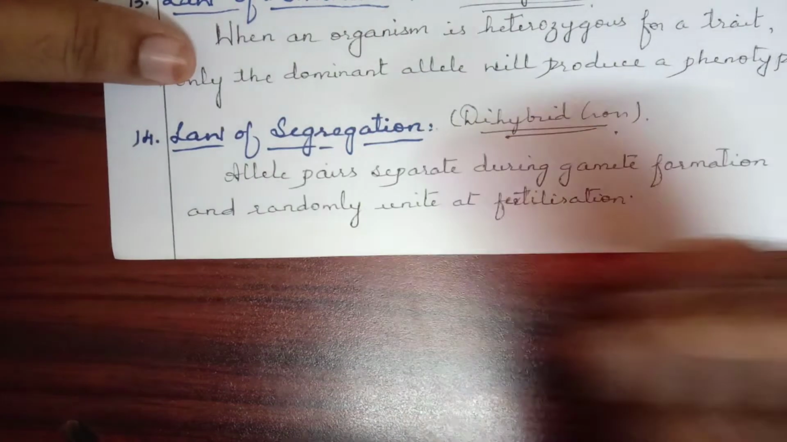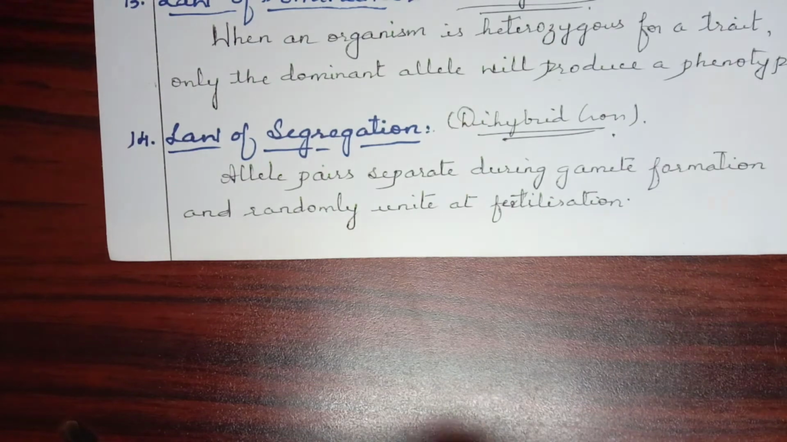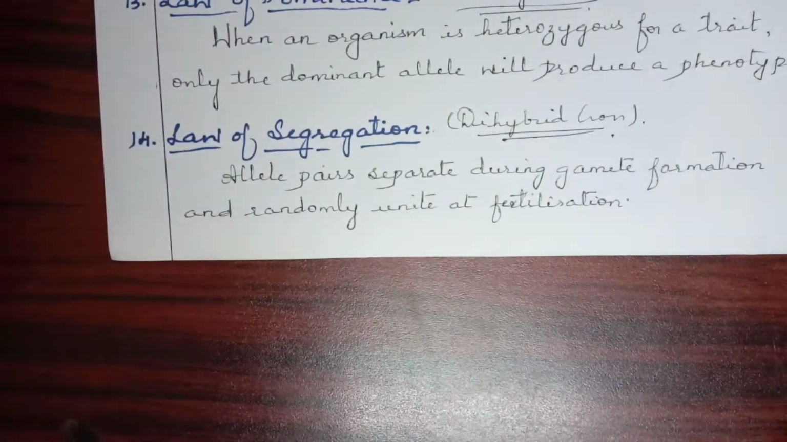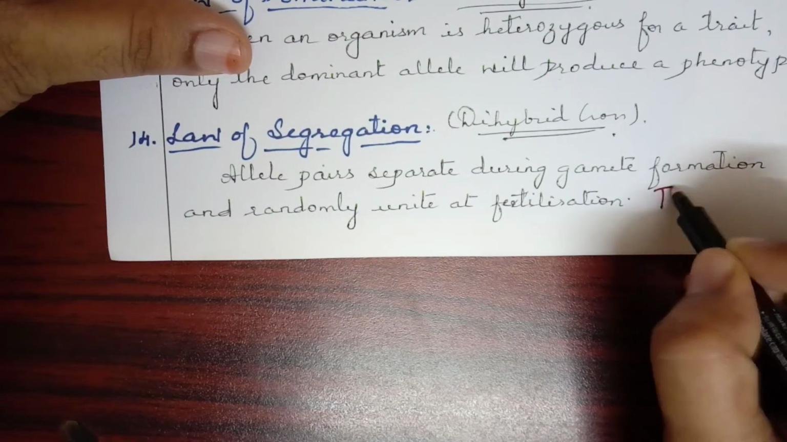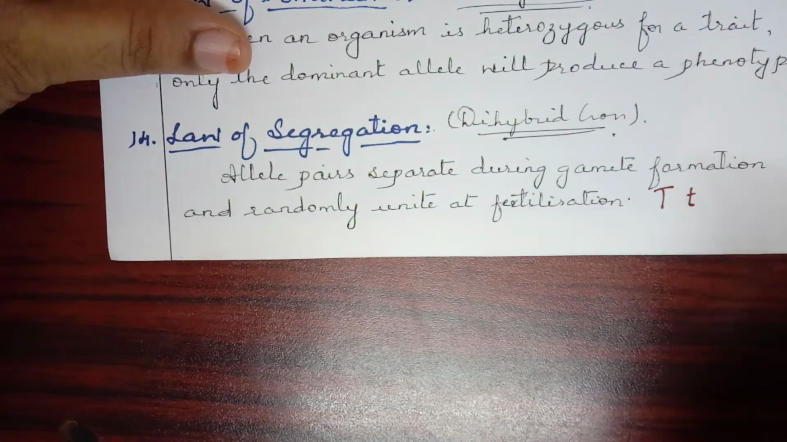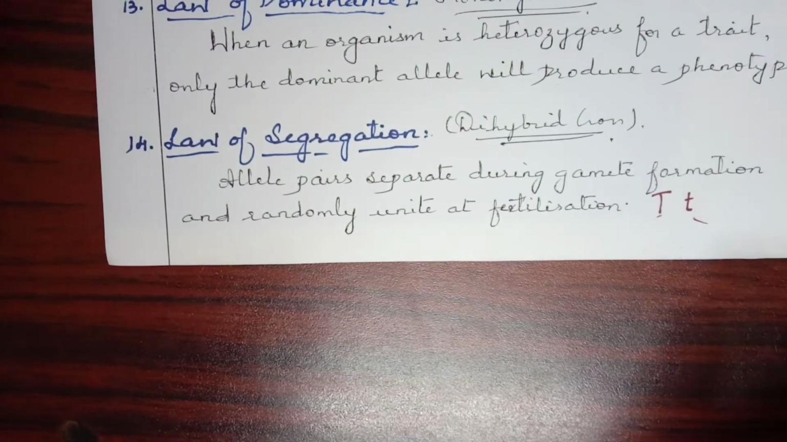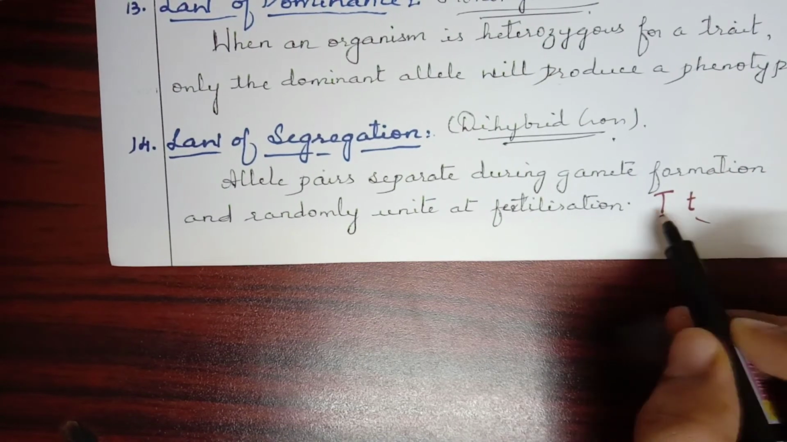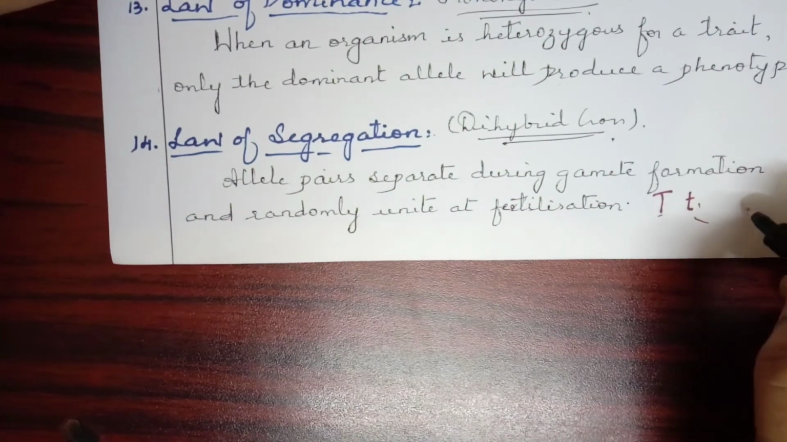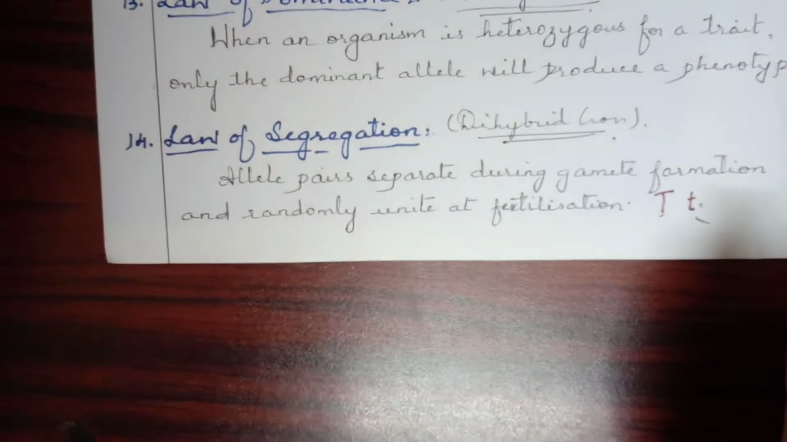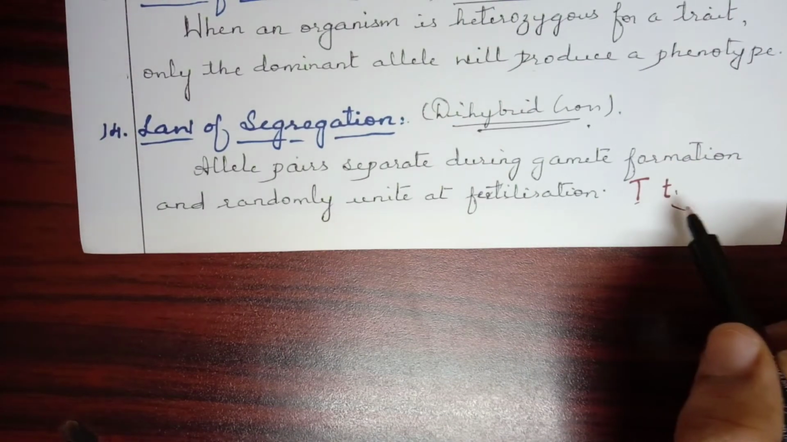Okay, so what does segregation actually mean? Segregation means separating. During gamete formation, the alleles randomly separate from one another. That is, if you have capital T small t or small t capital T, during gamete formation, if this is the parent, this and this will separate. They are independent. They are not going to mix up together. So during gamete formation, they separate, and they pass to the offspring individually. It's not governed by something. Nothing is influencing it.